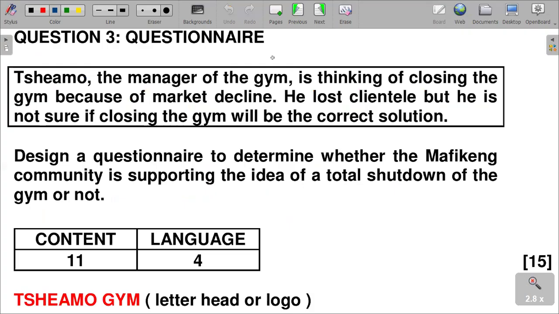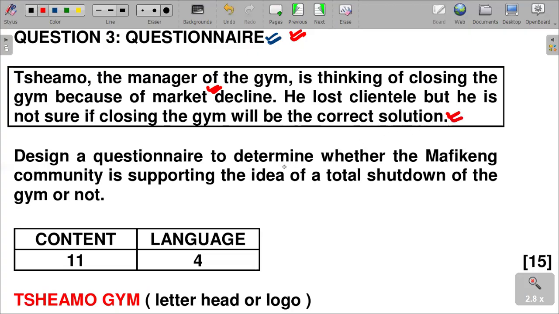it's a questionnaire. You remember that you are going to do a questionnaire. You should not forget that you always have to write or design a questionnaire. So Shiamo, the manager of the gym, is thinking of closing the gym because of market decline. There are no clients. He lost clientele, but he is not sure if closing the gym will be the correct solution. He is not yet sure.